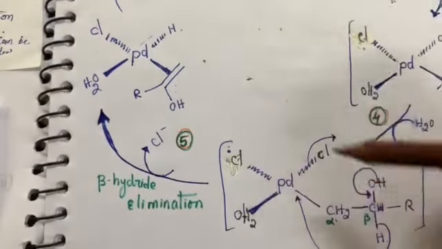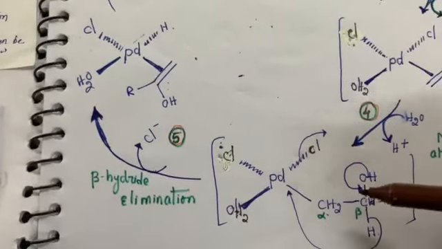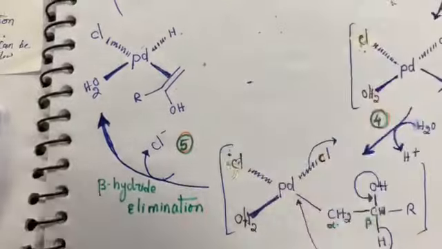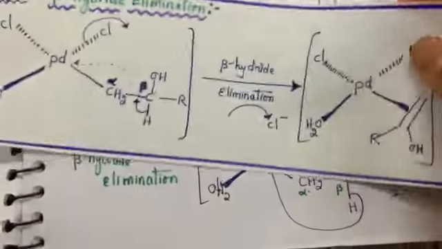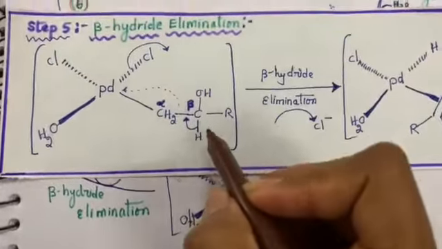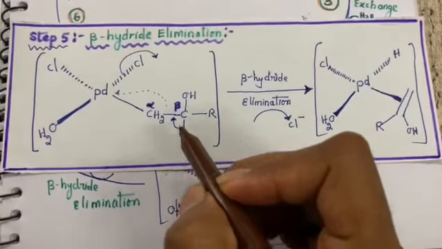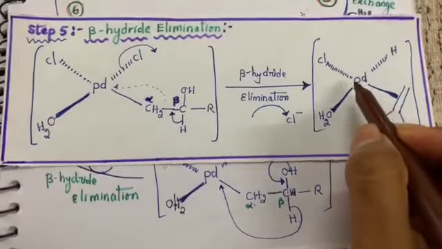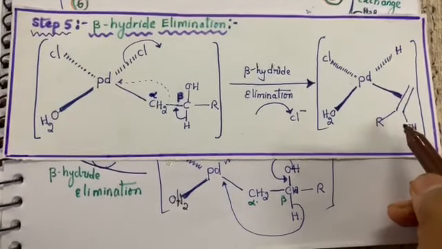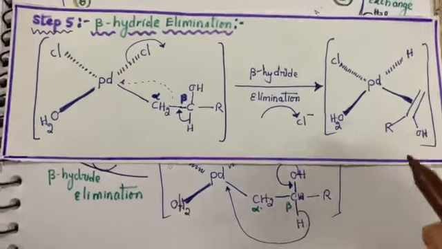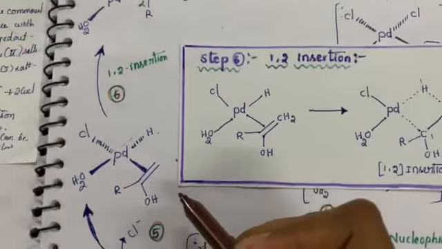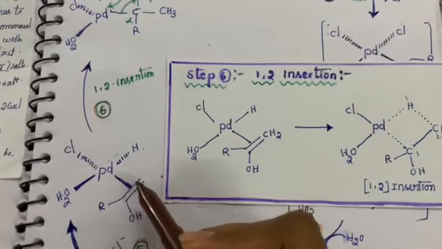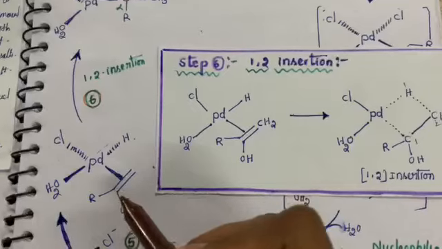Here after beta hydride elimination, this pi vinyl alcohol complex is formed. Here you can notice this is a beta hydrogen which got eliminated, and here the alkane is converting to the alkene, which is used to coordinate with palladium. It is used to form a pi vinyl alcohol complex with palladium. Step 6, if you notice, this pi vinyl alcohol complex undergoes 1,2 insertion.